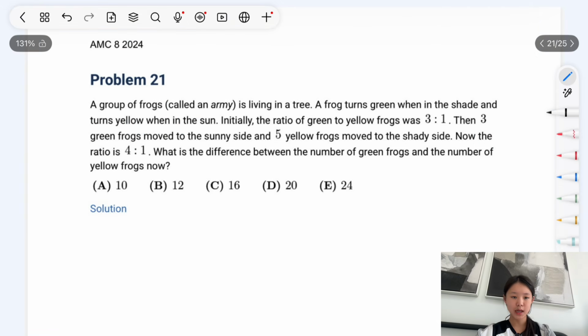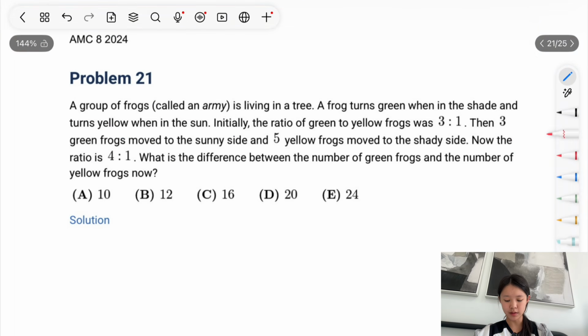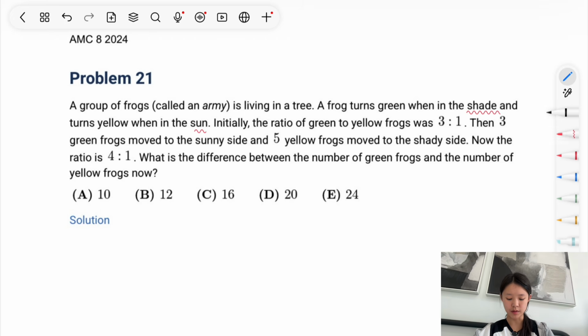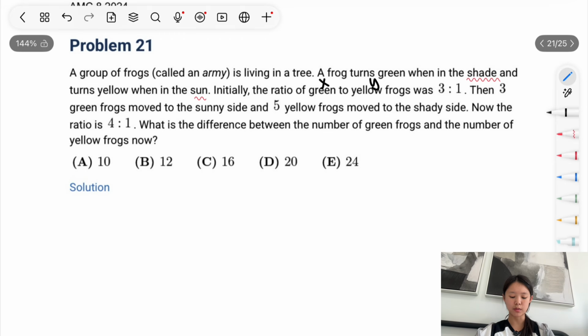Problem 21. A group of frogs is living in a tree, and a frog turns green when it's in the shade and turns yellow when it's in the sun. Initially, the ratio of green frogs to yellow frogs was 3:1, and then 3 frogs moved into the sunny side and 5 frogs moved into the shady side. Now the ratio is 4:1. What is the difference between the number of green frogs and the number of yellow frogs now?